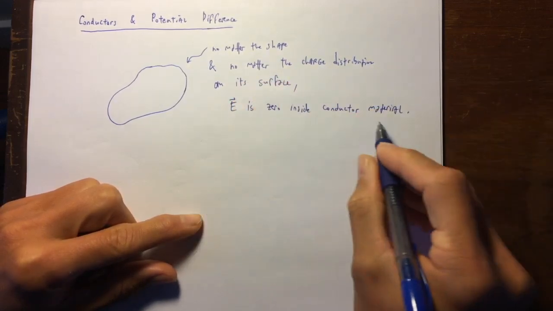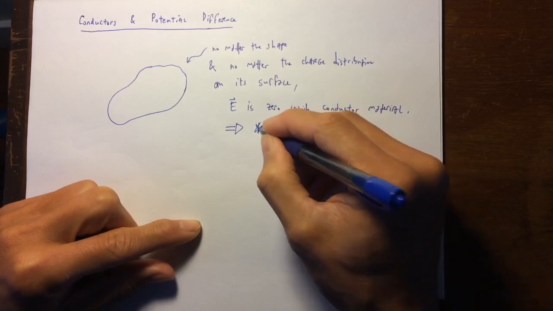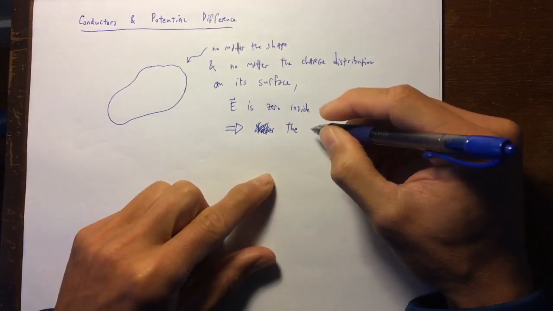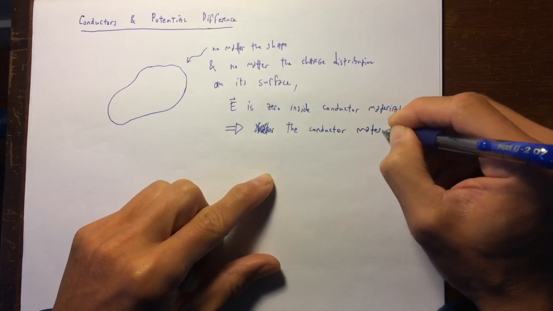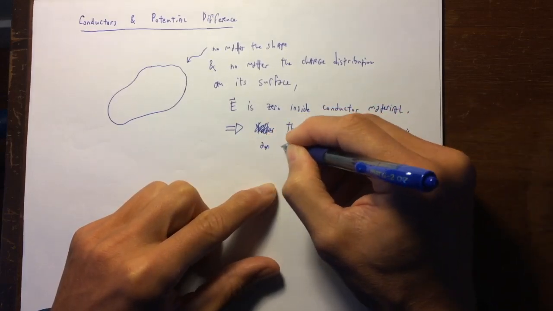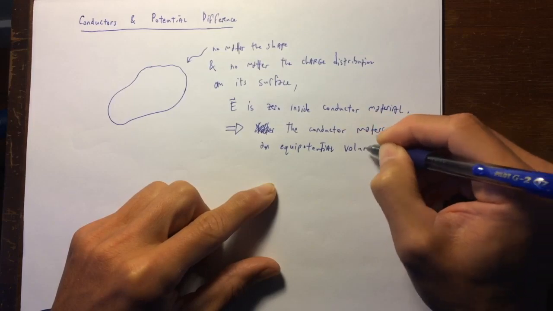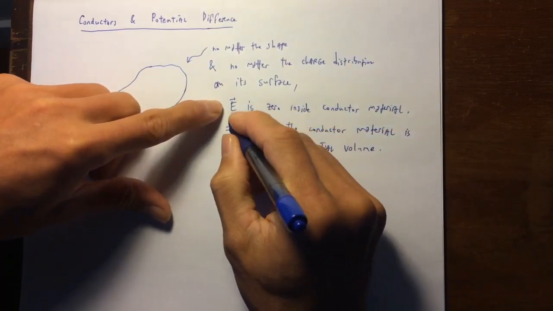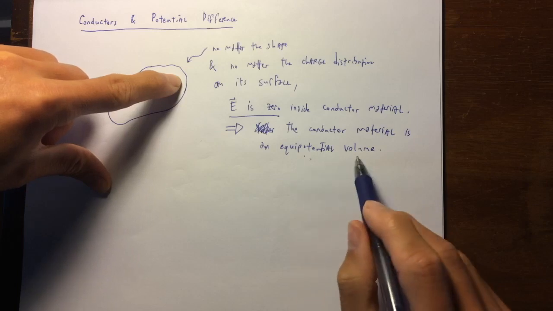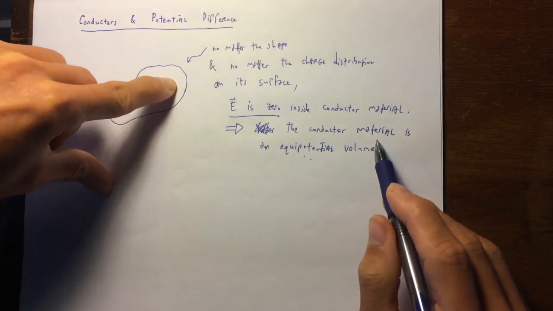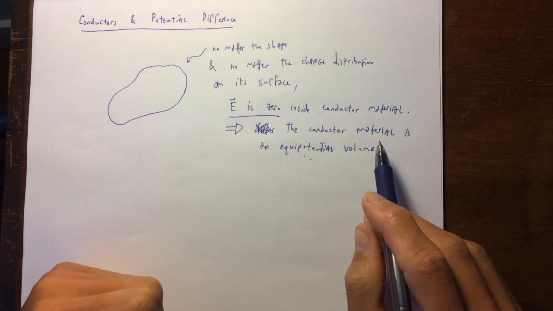And so if E is 0 inside conductor material, that means that the conductor material is also an equipotential volume. The reason is because the electric field is zero. So whenever you do the integral of the electric field within the bulk or volume of the material, you can never accumulate any extra potential, because there are no potential differences within the material of a conductor.